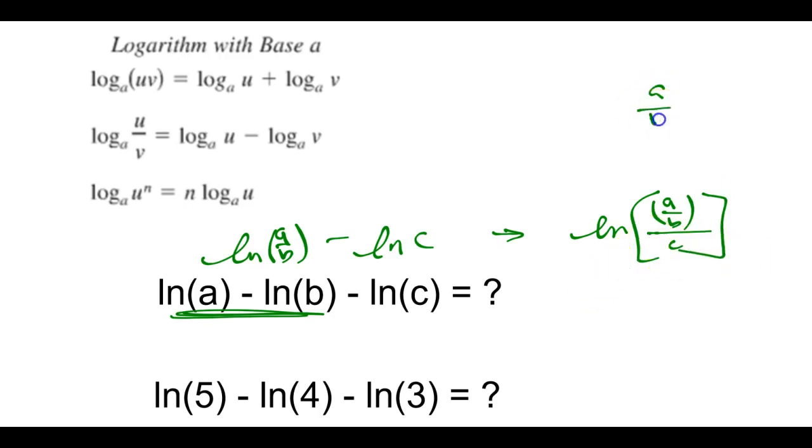So that's a divided by b divided by c, which is a divided by b times 1 over c, which is that natural log of a. So you can just see, I just multiply those together. If you divide and divide, they're both in the denominator.